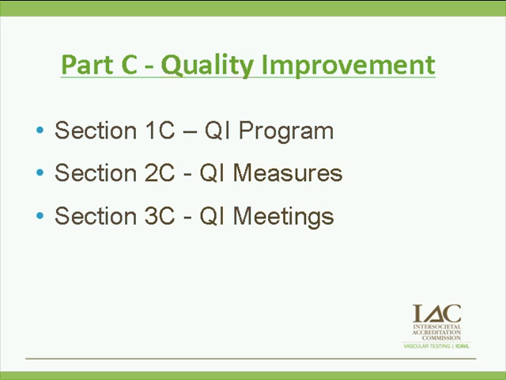Section 3C discusses the meeting requirements. Facilities are required to have at least 2 quality improvement meetings per year. All imaging staff are required to attend the meetings, and there must be minutes documenting the data measures, discussion, and plans for improvement that result in the quality improvement measures. For more information on the quality improvement requirements, please watch the webcast titled Quality Improvement.